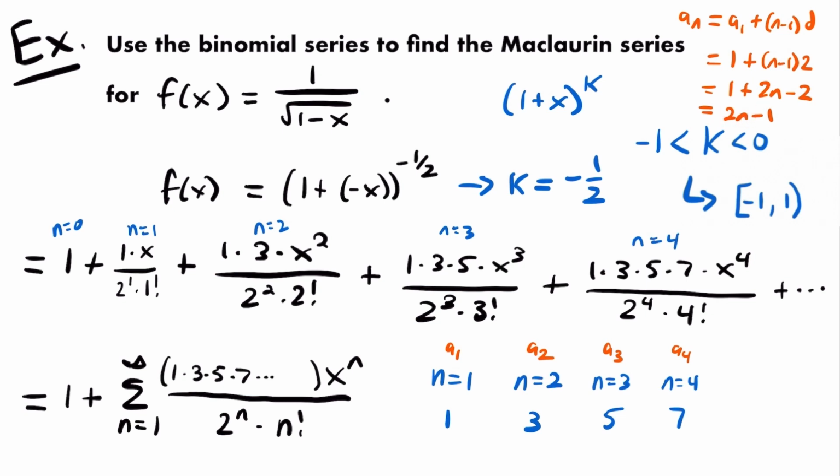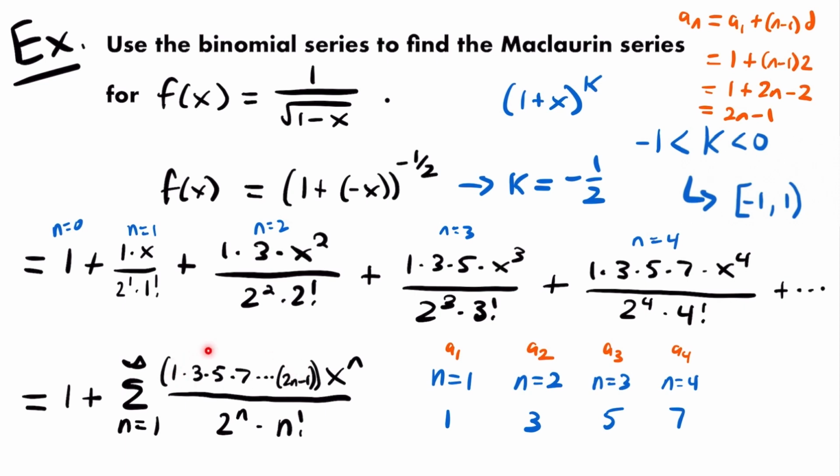2n minus 1 represents what that last value will be that we multiply by in each of these numerators. So for example, when n equals 2, that last value should be 3. If we plug 2 in for n, 2 times 2 is 4, minus 1 is 3. When n equals 3, we want to have 5. And if we plug 3 in for n, 2 times 3 is 6, minus 1 is 5. When n equals 4, we want 7. And 4 times 2 minus 1 is 7. And so 2n minus 1 is what we want to write in right here.